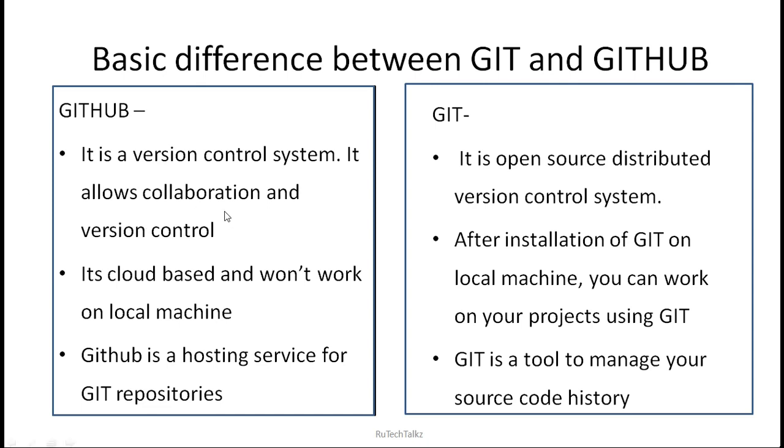GitHub is a version control system. It allows collaboration and version control. And Git is an open source distributed version control system. GitHub is cloud-based and won't work on a local machine. After installation of Git on a local machine, you can work on your projects using Git. GitHub is a hosting service for Git repositories, and Git is a tool to manage your source code history. This is the theoretical difference.